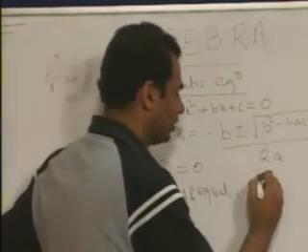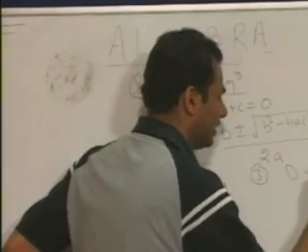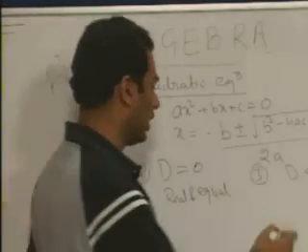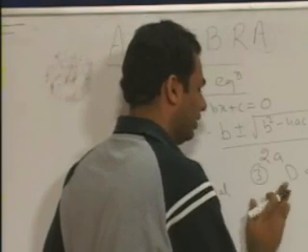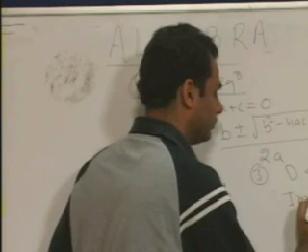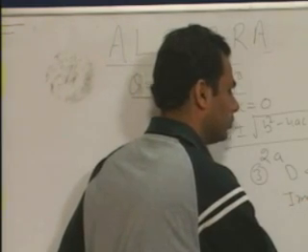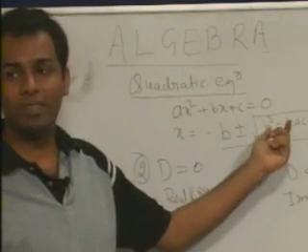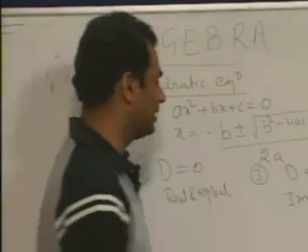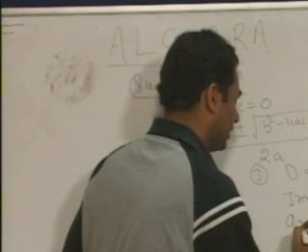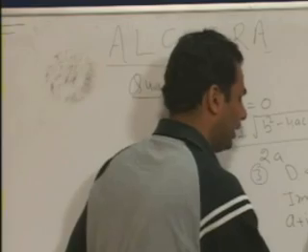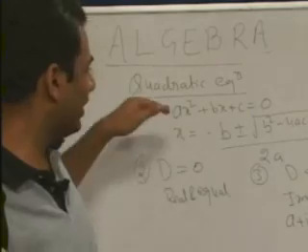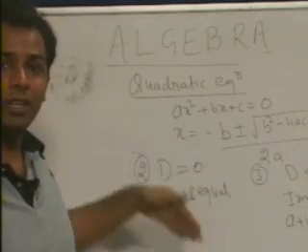And the third case, when the discriminant is less than 0. In that case your roots are not real, but imaginary. Because you'll get a square root of some negative term, which is an imaginary number. So in that case, if one of the roots is a plus ib, the other root has to be a minus ib. So in quadratic equation, we just discussed the nature of the roots.